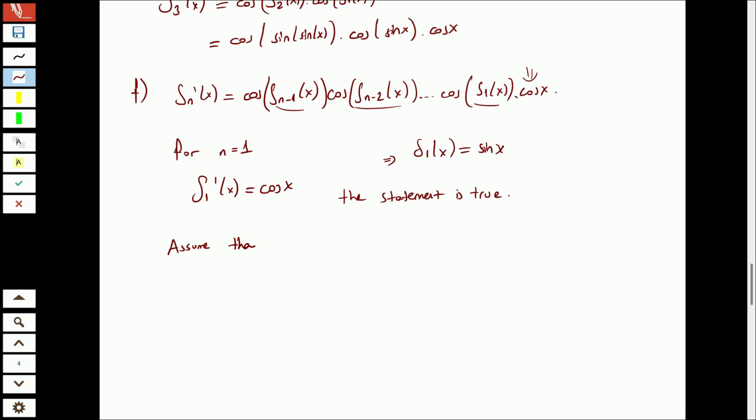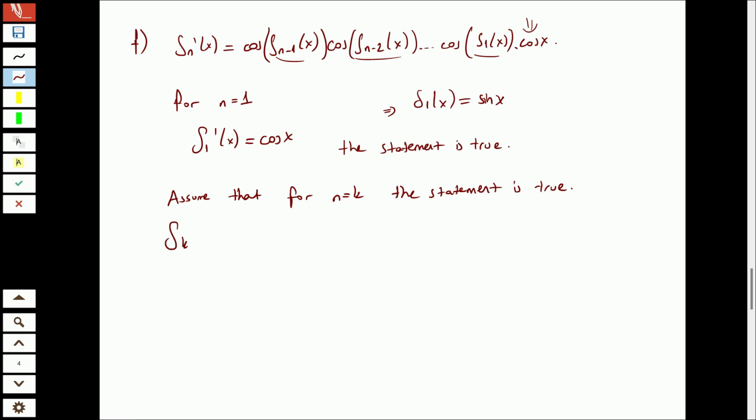Now assume that for n equal to k, the statement is true, which is the derivative of S_k equals the product of cosines.